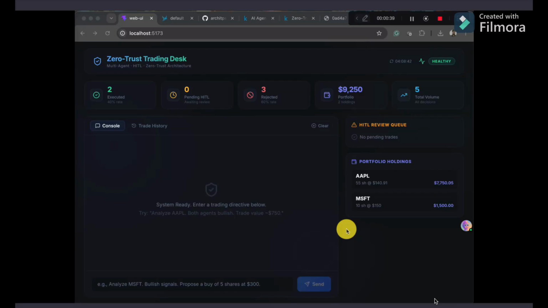Hello everyone, this is the demo of our capstone project named Zero Trust Trading Desk. This is a multi-agent, human-in-the-loop, zero trust architecture based project. Consider a scenario where a trader has to make a couple of execution trades. This application is not just for the traders of institutions, but also for retail traders.